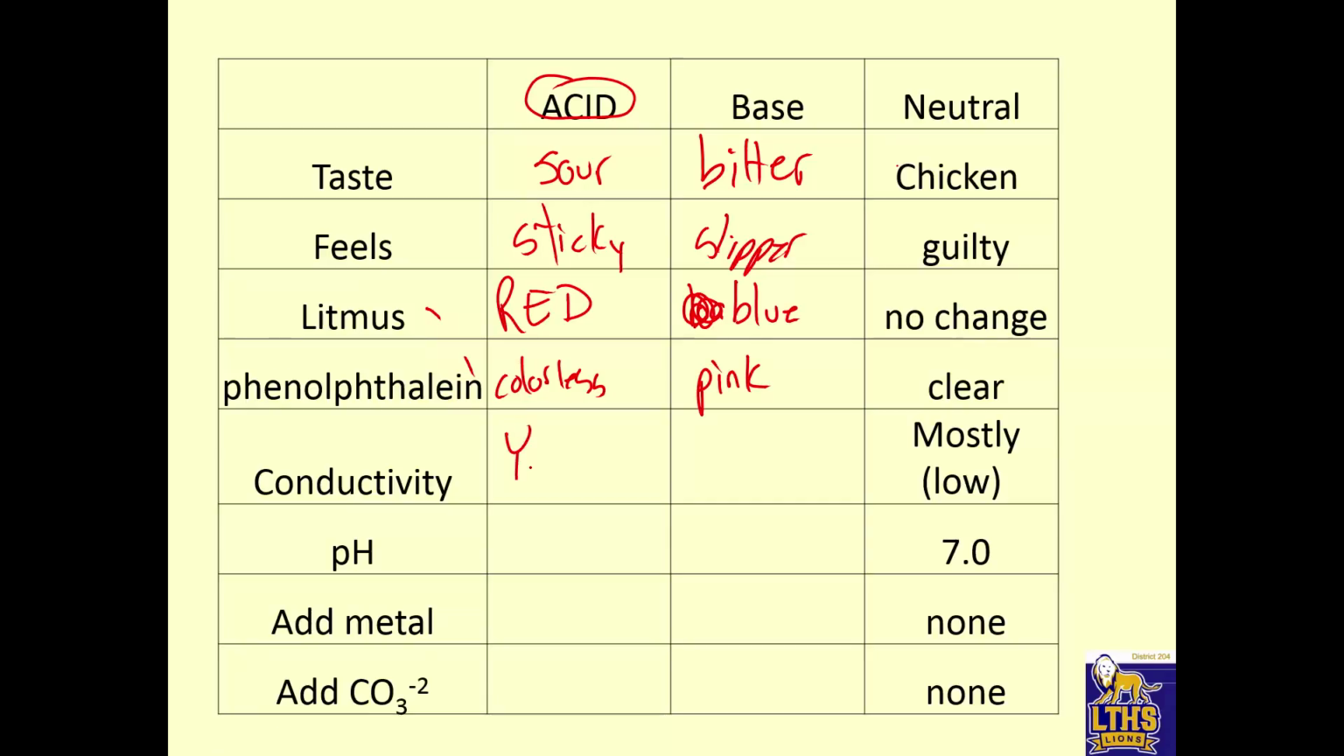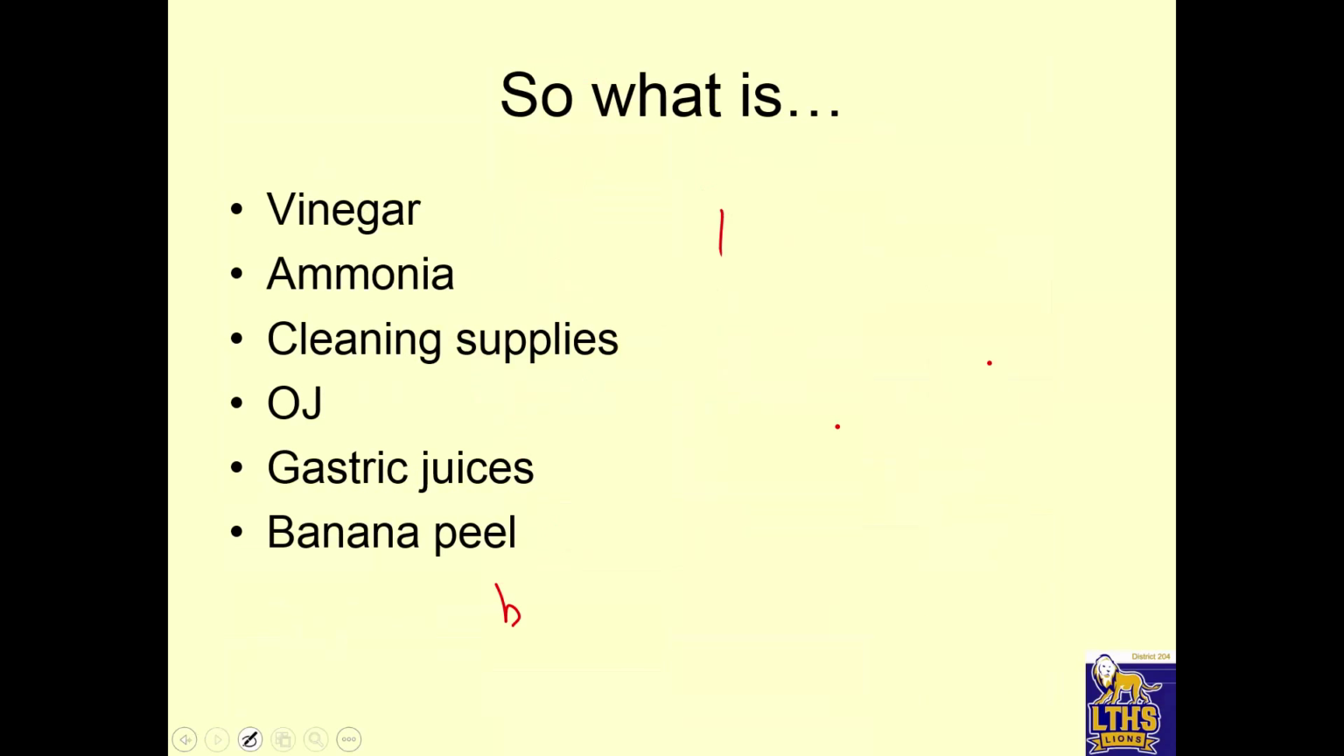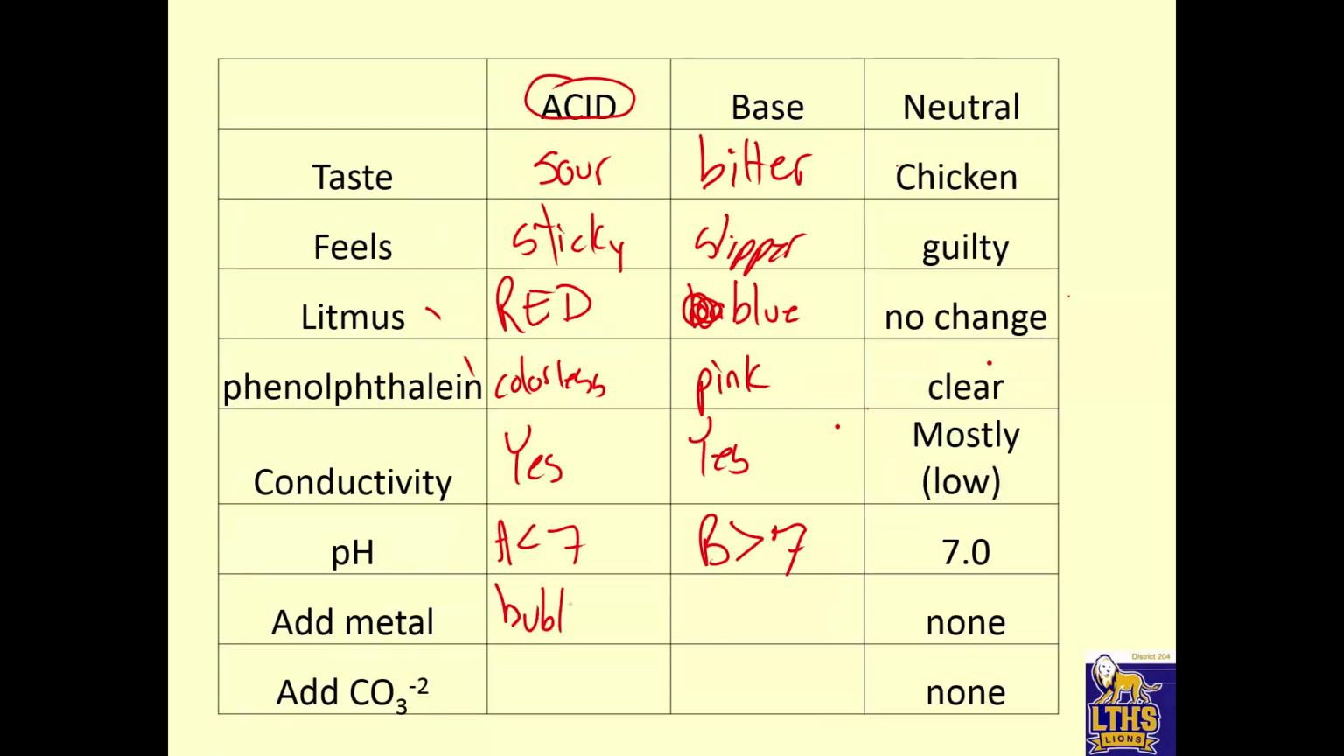Conductivity, they're both yes. It's either strong or weak, but they will conduct electricity. So light up a light bulb, for example. pH, an acid's pH is less than 7. A base's pH is more than 7. And we talked about that in class a little bit. If you add a metal to an acid, it bubbles, which would mean it reacts. And with a base, there would be no reaction.